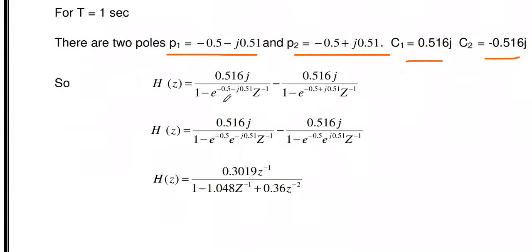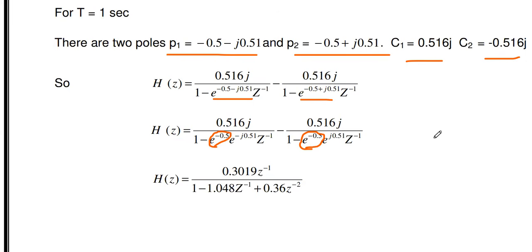Okay. Then you split this e power into two things: e power minus 0.5, e power minus j 0.51. Similarly, you split this: e power minus 0.5, e power j 0.51. Then you find the answer. This e power minus 0.5, you just find the answer in Calc, and e power minus j some value.